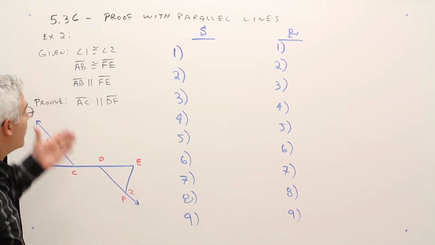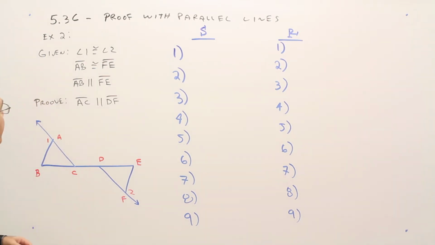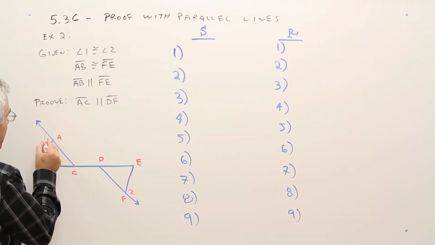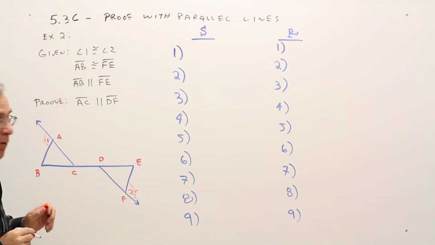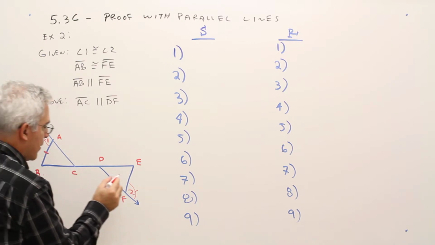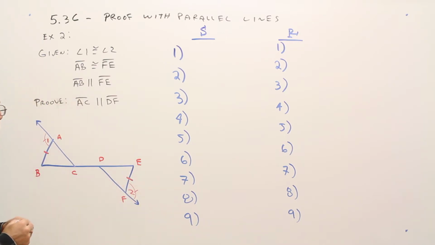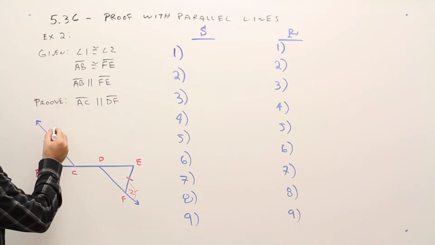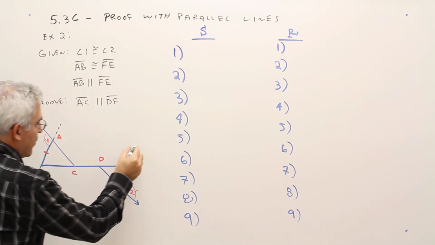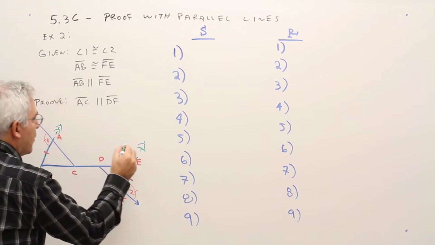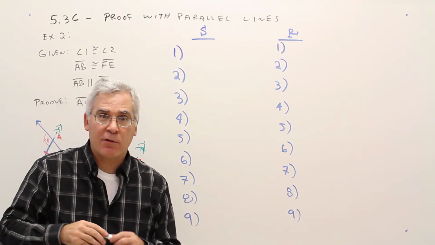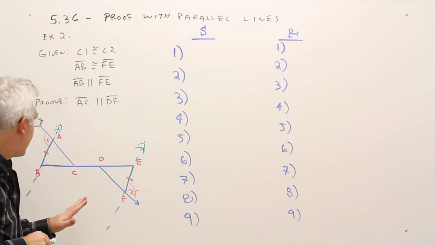So here's example 2. I'll mark up the diagram as we go. All right, so we're given angle 1 is congruent to angle 2. AB is congruent to FE. And AB is parallel to FE. Again, I will extend those. Sometimes I put double arrow ticks so you don't think it's an arrow for a line. All right, so that's what I'm given.